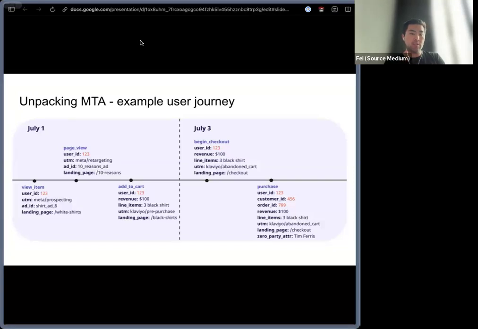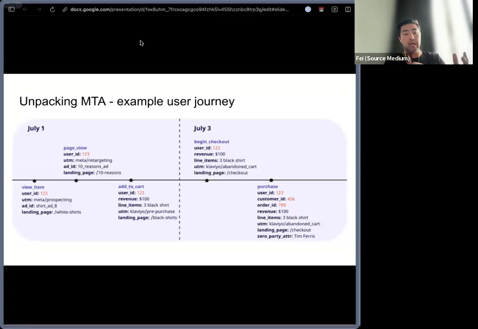But what's interesting here is if you look at the journey, right, with the view item on July 1st, the UTM is telling us that a Meta prospecting campaign drove that click, with an ad ID of the shirt ad number 7, right? And then they landed on a white t-shirts landing page PDP. And then they probably closed the session from there. A little bit later in the day, they come back with a retargeting ad from Meta, right?